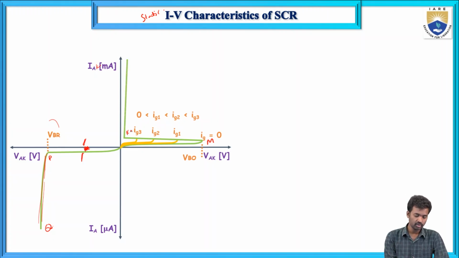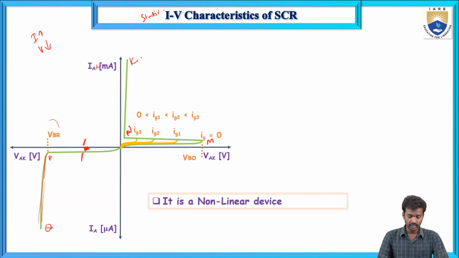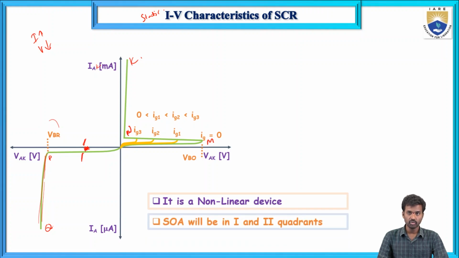When the SCR turns on, current increases and voltage VAK decreases. Initially, up to forward blocking mode it is VBO, and it decreases when it turns on and the current increases. It is non-linear because the voltage current characteristics are not a straight line and do not pass through the origin. And next, the safe operating area is in the first and third quadrant.